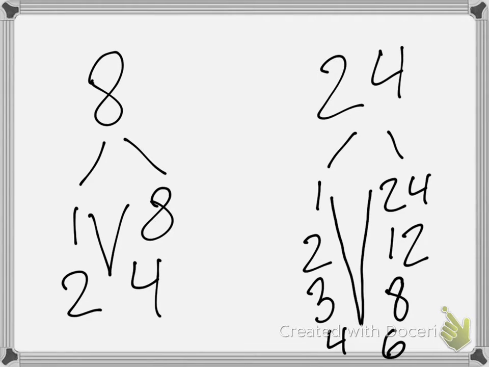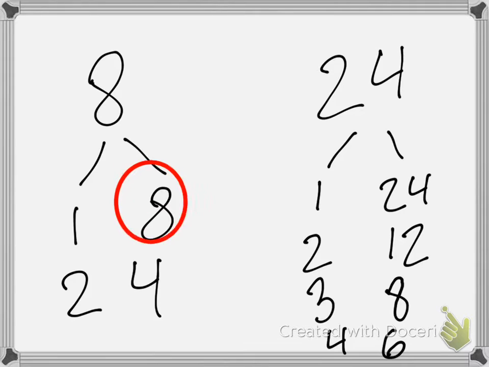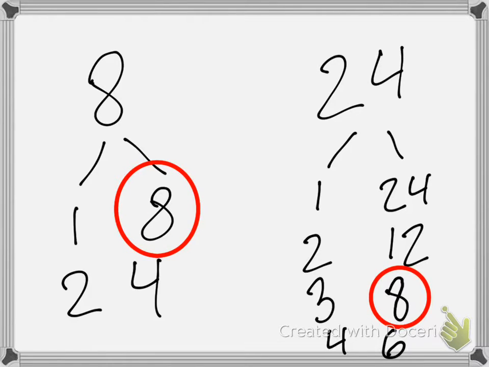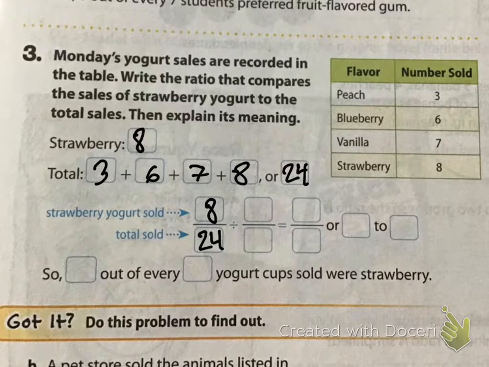So let's see. What's the greatest factor they have in common, Rafi? 8 is our greatest factor that they have in common. So we divide them both by 8. Fingers. 8 divided by 8? 1. 24 divided by 8?